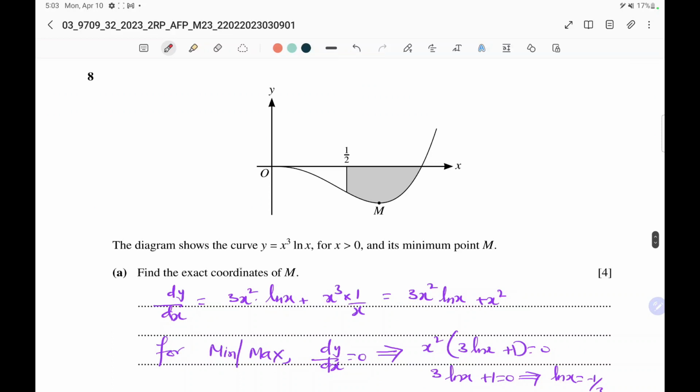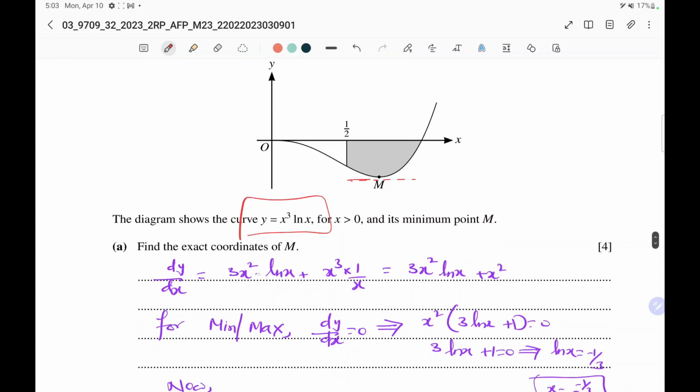That question is based on calculus. The diagram is given to us, the function is given to us, y equals x cube ln x. The minimum value is also given to us. We know that the gradient will be 0 at this point. Find the exact coordinates of M. dy by dx should be 0.